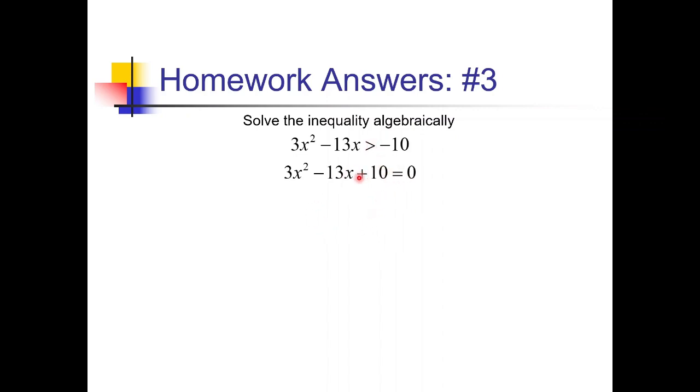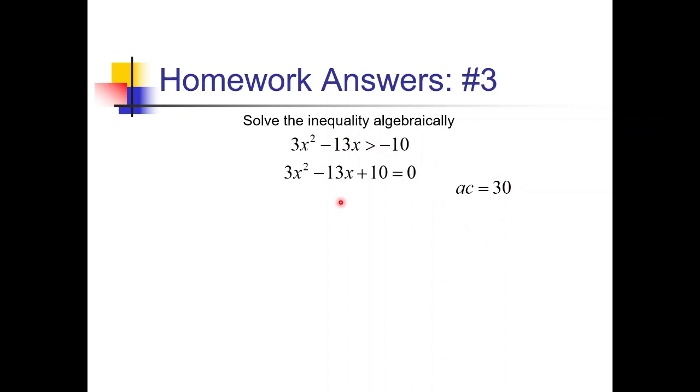So factoring this thing is going to be a little bit tricky. We could go straight to the quadratic formula, but I think this is factorable. Let's try the AC method and see if I can get that to work. So we've got 3 times 10, an AC value of 30. And then I'm looking for factors of 30 that add up to negative 13.